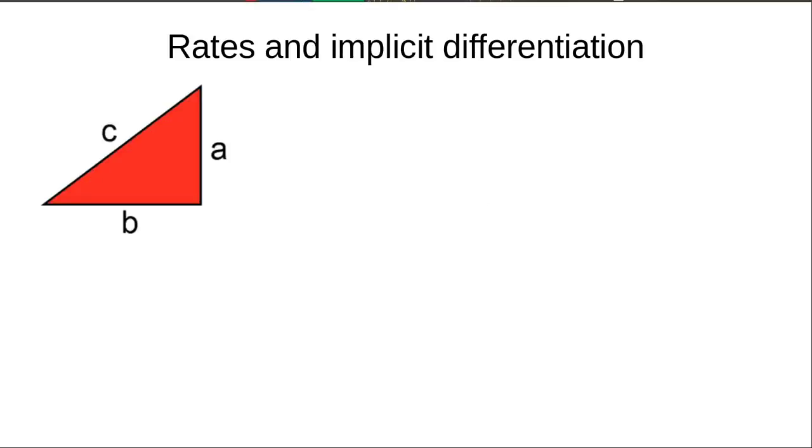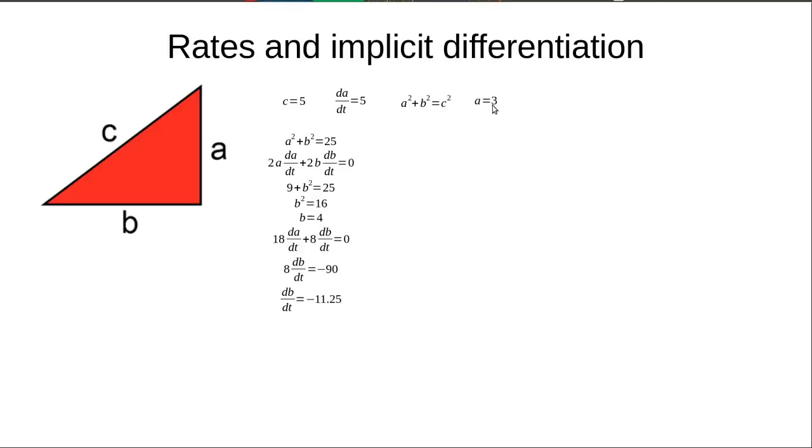So you can solve rate equations with derivatives as well. Let's say you have a constant value for c. You know your change in a relative to your change in t, which is time in this case, and you know what your current a is. You can solve for both your b using the Pythagorean theorem and the rate at which b is changing, because you know the rate at which a is changing and you know that c is constant.